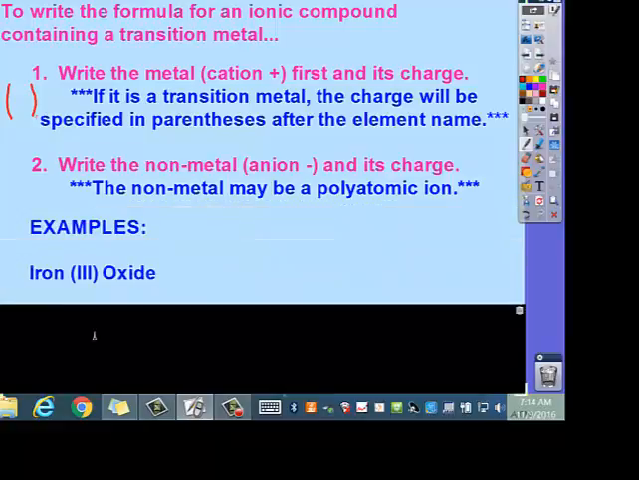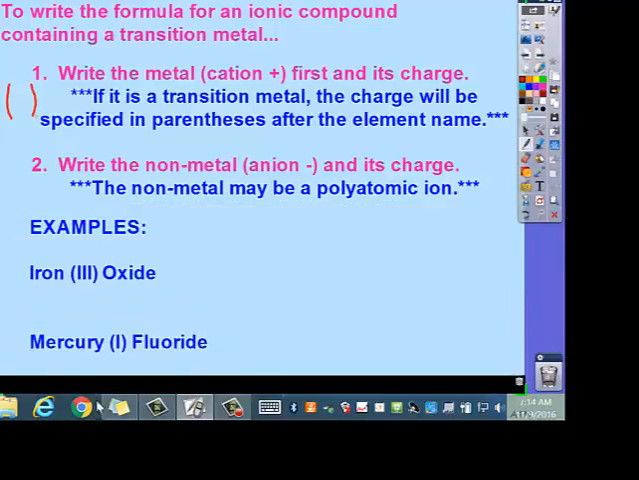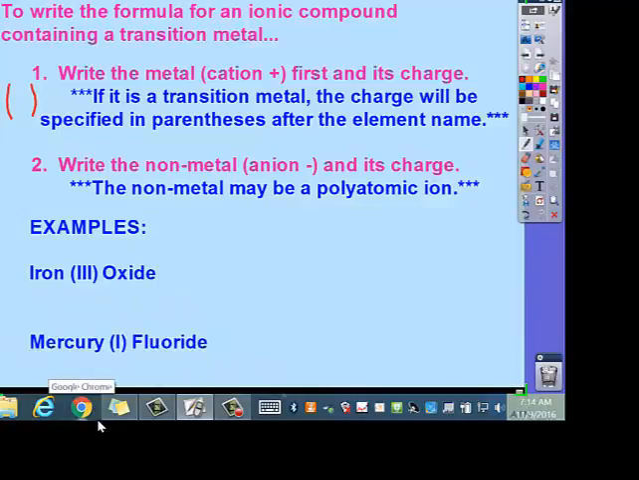So let's look at the example. Let me get a periodic table. Here I have iron 3 oxide. Let's break it up into my positive and my negative. So I need to know what my cation is. On the side, just write cation. So which one's my positive? That's going to be my iron. That's going to be Fe.